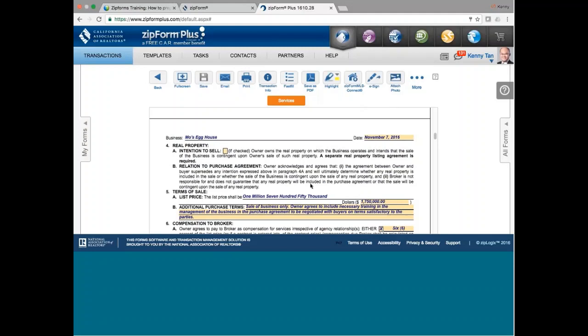Okay. Additional purchase terms, I say sale of business only. Owner agrees to include necessary training in the management of the business in the purchase agreement to be negotiated with buyers on terms satisfactory to the parties. Because we anticipate that whoever is going to buy the business is going to require some sort of training as far as the management is concerned.